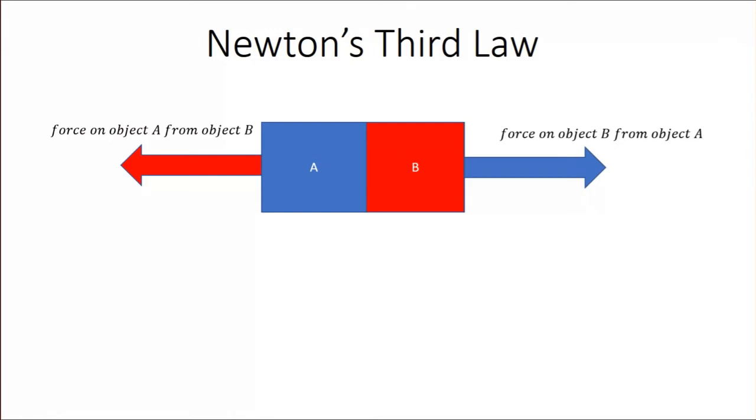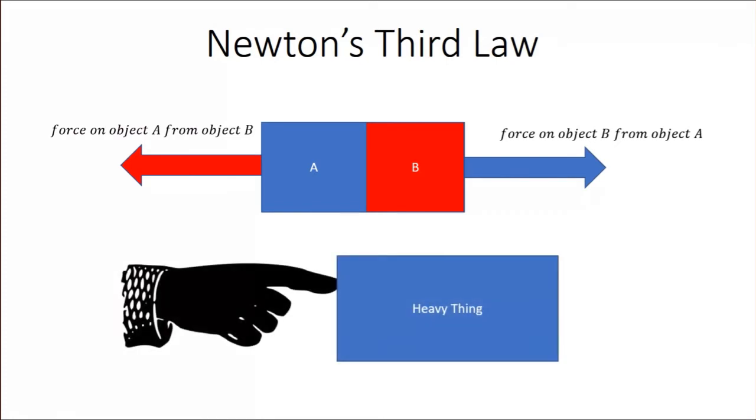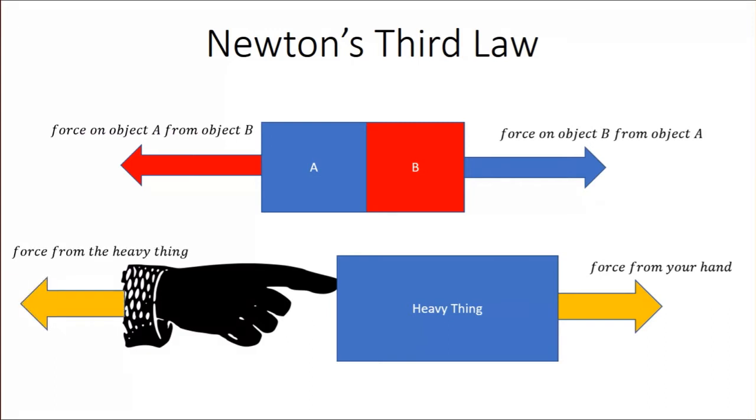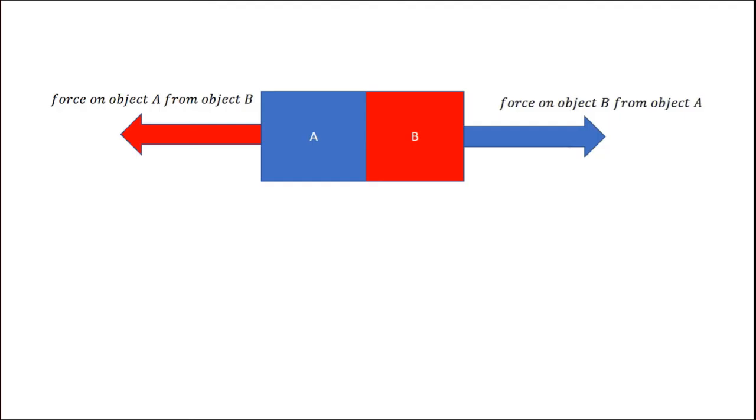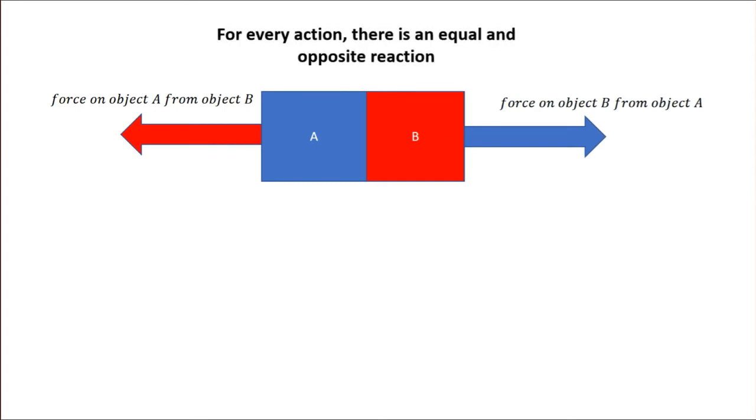Think about a simple example. When you try to push something heavy, you are exerting a force on it, but you also feel it resist your attempt to move it. The resistance is the force that it is exerting back on you. Go ahead, try to push something right now. The way that this law is often stated is as follows. For every action, there is an equal and opposite reaction. Equal because it's equal in magnitude, and opposite because it is opposite in direction.